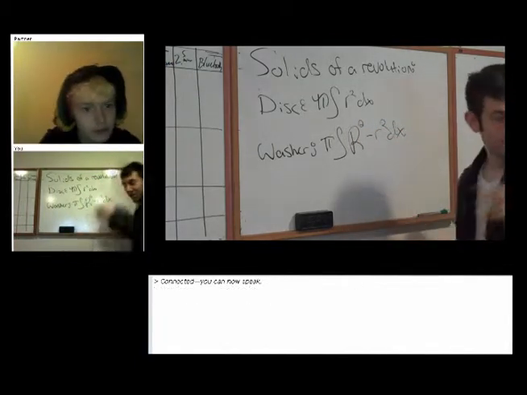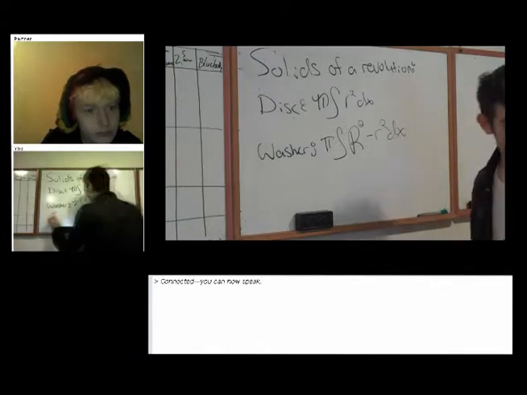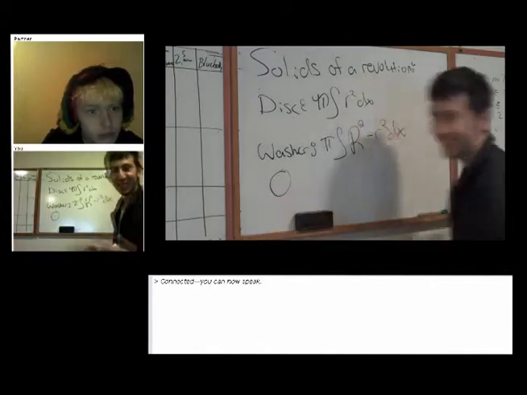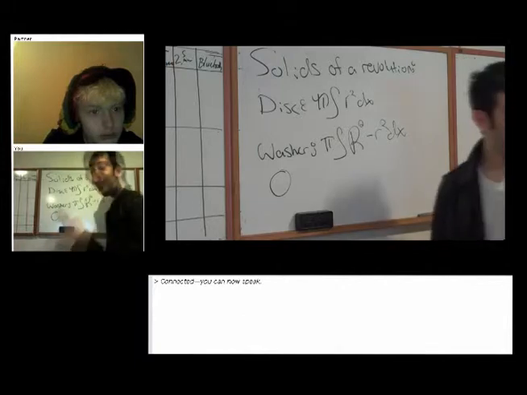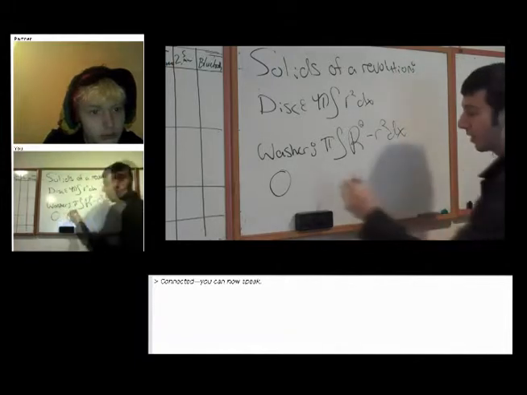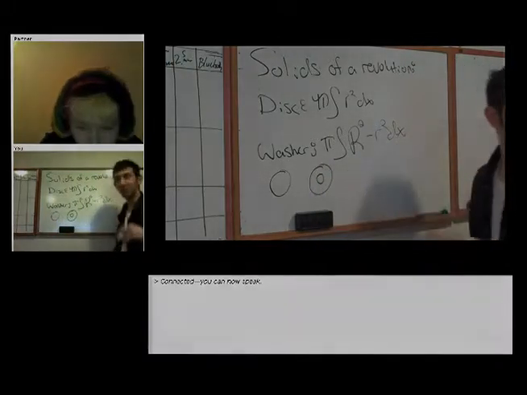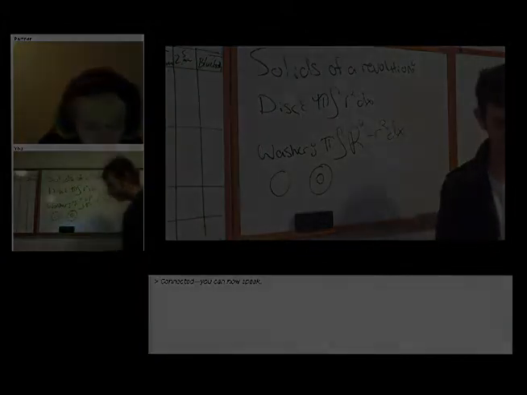If you take a cross-section of a disk and rotate it around the x-axis, it will come out like a disk. If you take a cross-section of a washer problem, it'll come out looking like a washer with a hole in the middle. Why? Because the graph isn't flush with the x-axis.